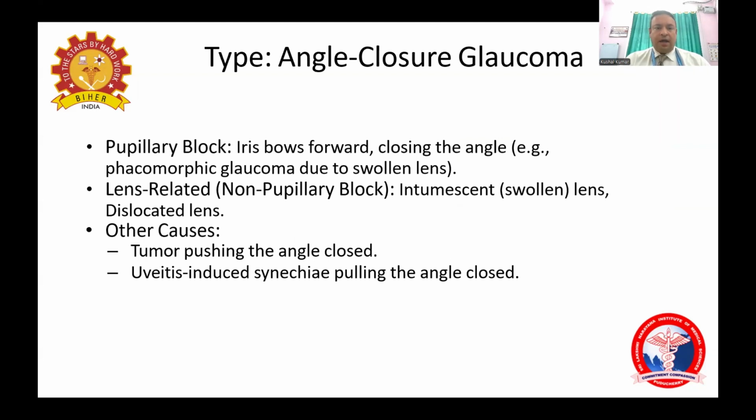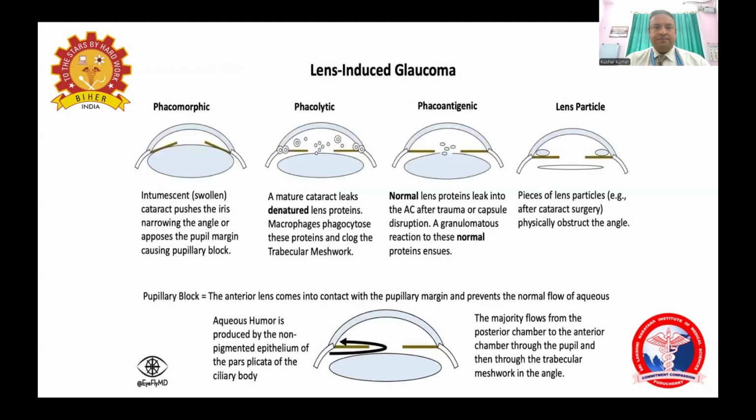Angle closure glaucoma also can happen because of pupillary block by the bending forward of the iris and thereby closing the angle. A classic example would be a phacomorphic glaucoma due to swollen lens. Lens-related non-pupillary block could be because of an intumescent or swollen lens or a dislocated lens. Other causes are tumors pushing the angle closed and uveitis-induced synechiae pulling the angle closed. This explains how a lens-induced glaucoma works. It can cause secondary glaucoma.